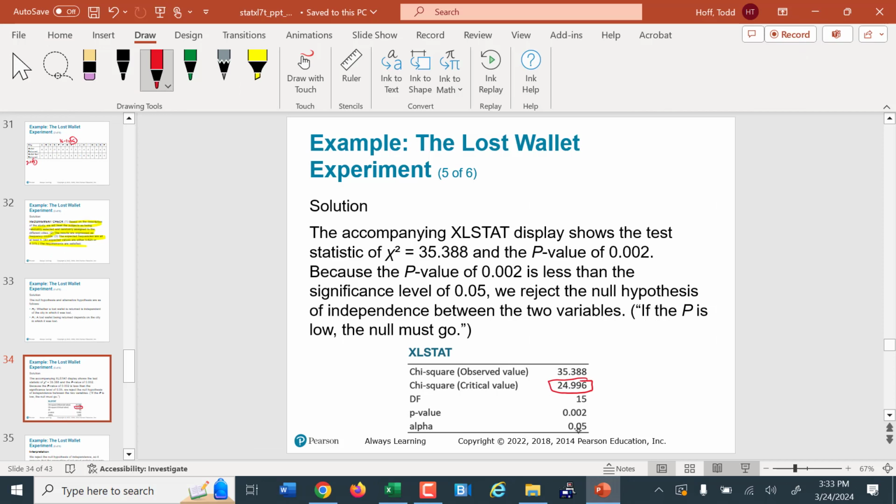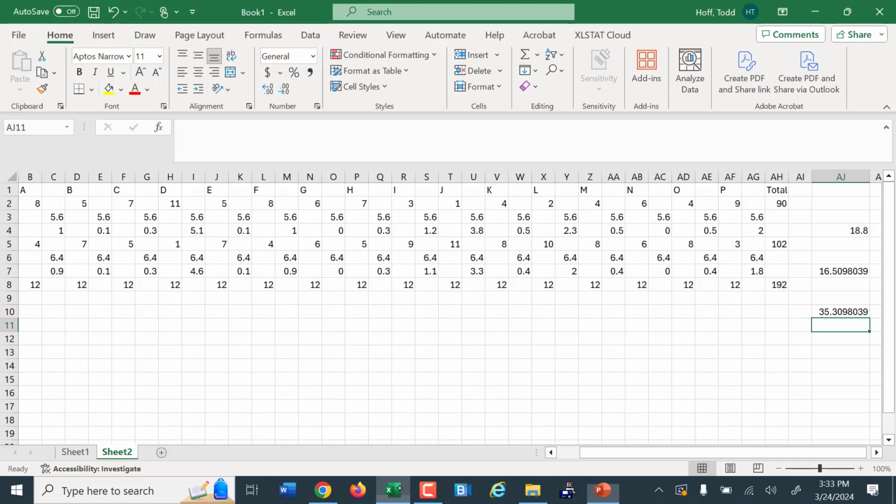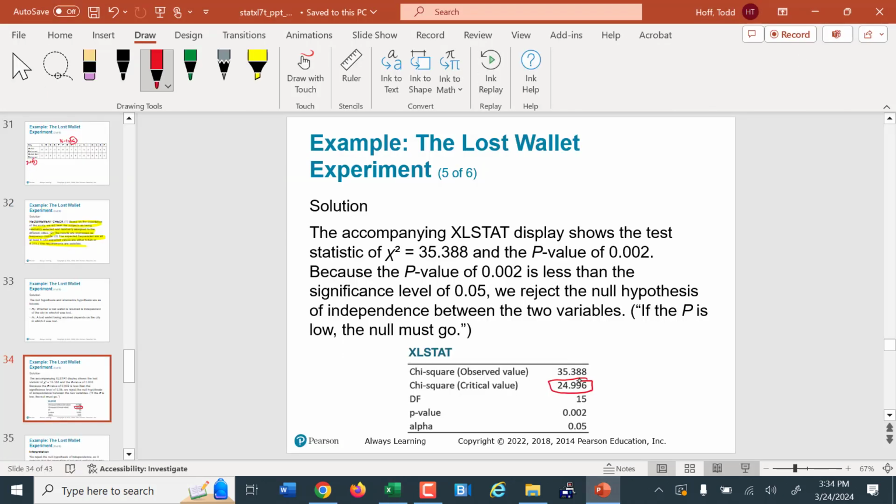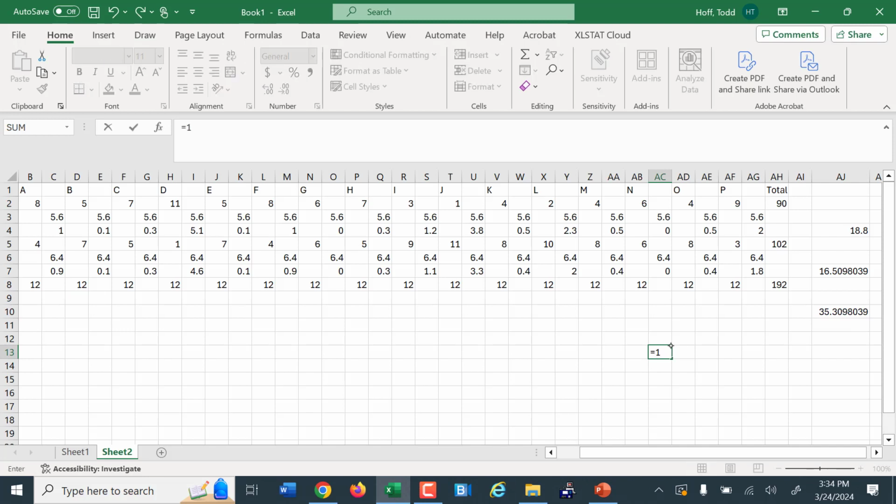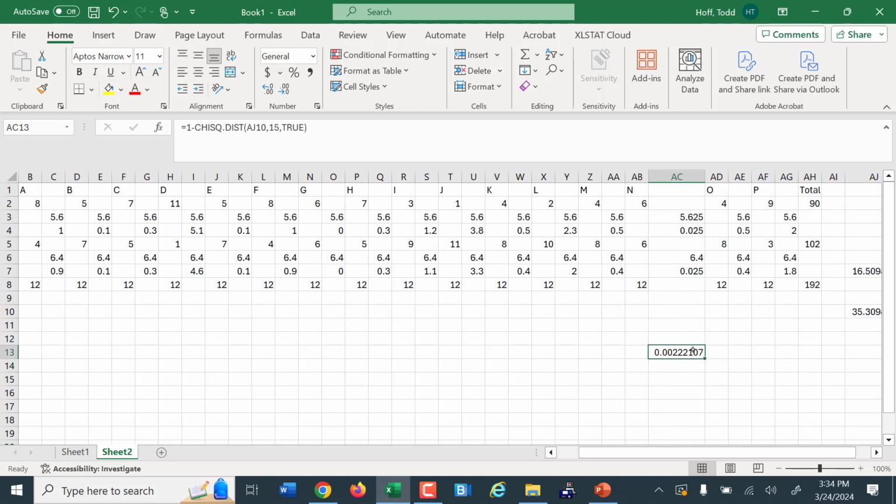They said 35.398. We're getting 35.3098. Either way, it's bigger than the critical value, so we reject the null hypothesis. To get our p-value, equals 1 minus chi-squared distribution, that value, 15 degrees of freedom, and true for cumulative. We get a p-value of 0. That's only because this cell is really small. We get 0.0022.